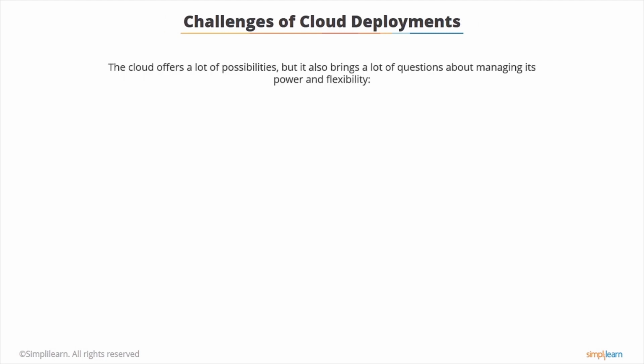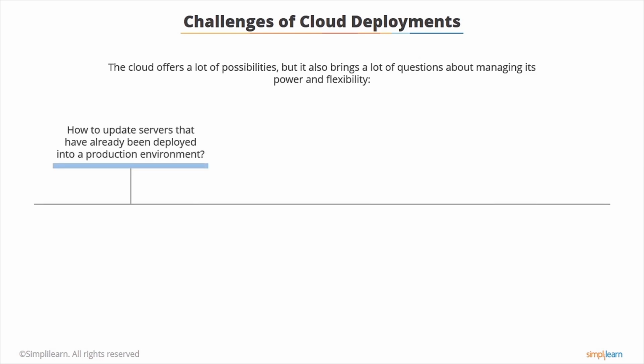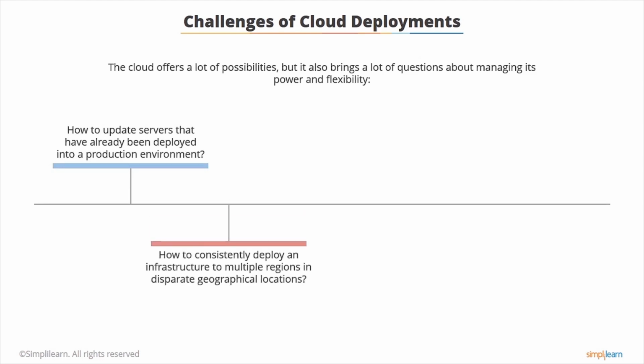The cloud offers you lots of possibilities, but it also brings a lot of questions about how to manage its power and flexibility. How do you update servers that have already been deployed into a production environment? How do you consistently deploy an infrastructure to multiple regions in disparate geographical locations? How do you roll back a deployment that didn't execute according to plan?